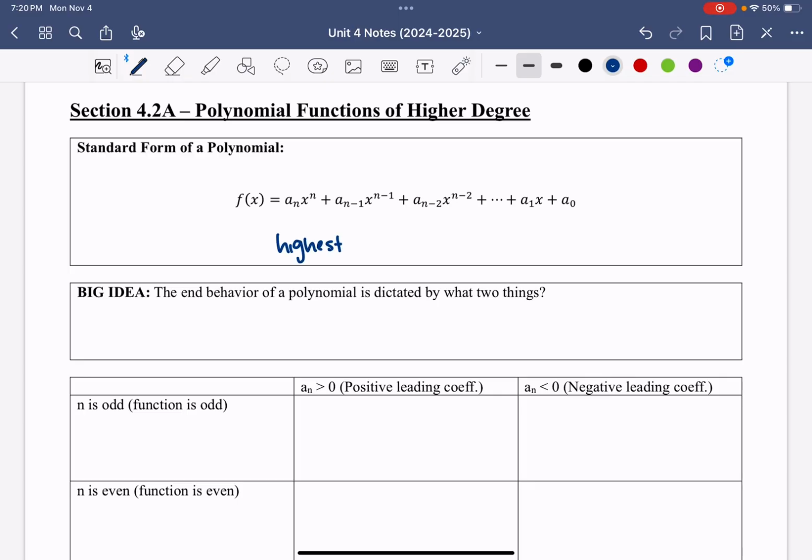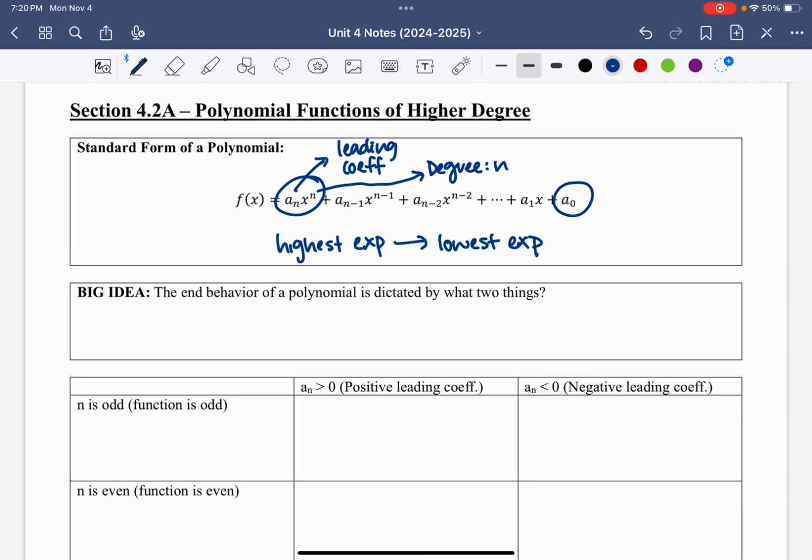exponent to the lowest exponent. Okay, so that term that's first is our leading term. A sub n stands for the leading coefficient. Okay, and then we would say that this function has a degree of n because n would be our highest exponent. Okay, and then all of the other terms that go after that have the next highest exponent, and then the next one, all the way until we get our constant term at the end.